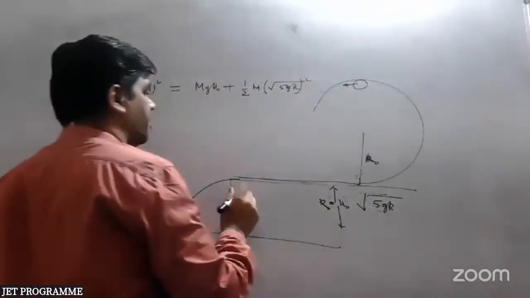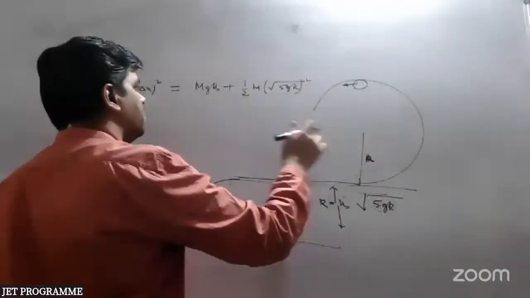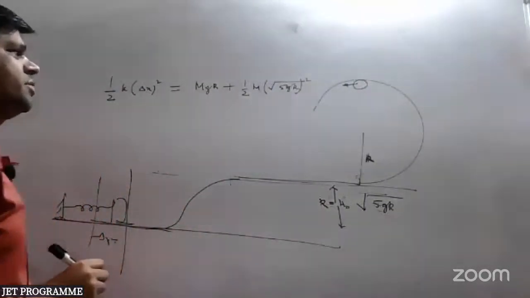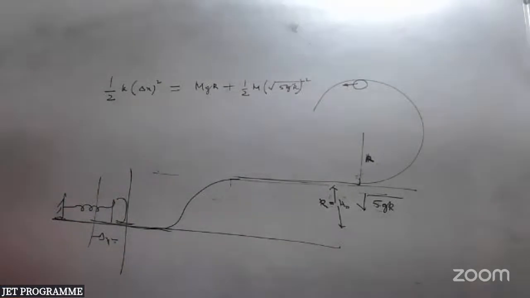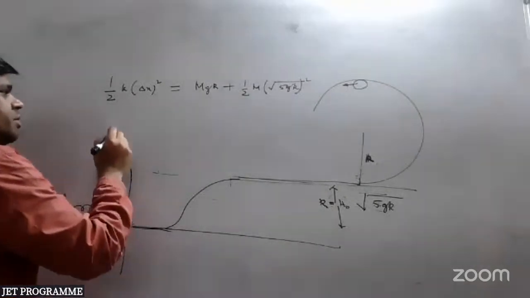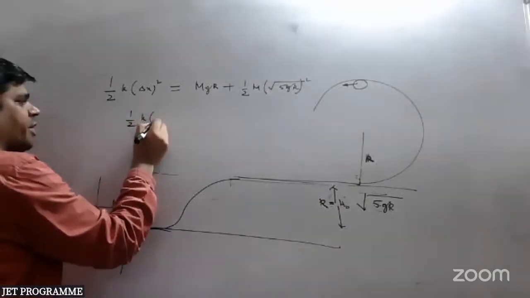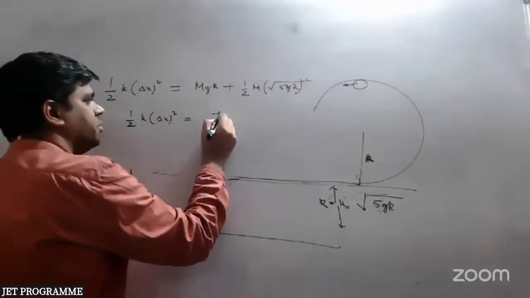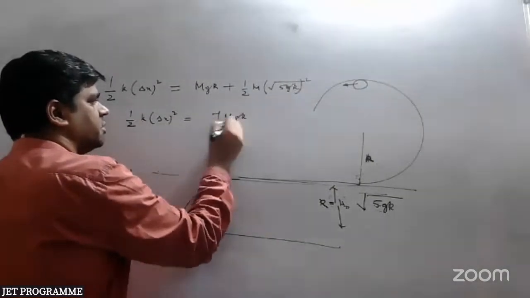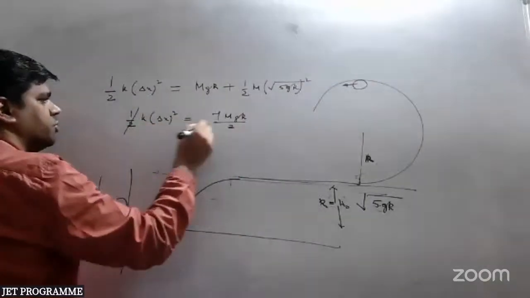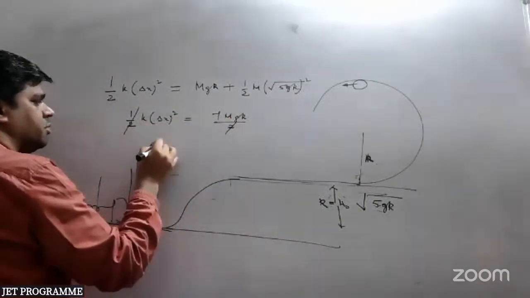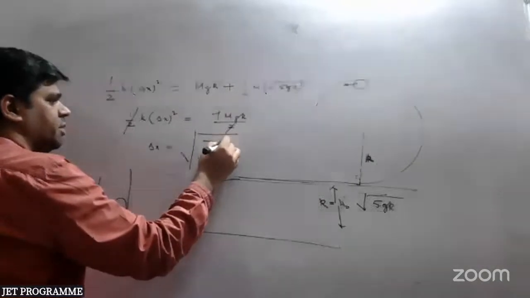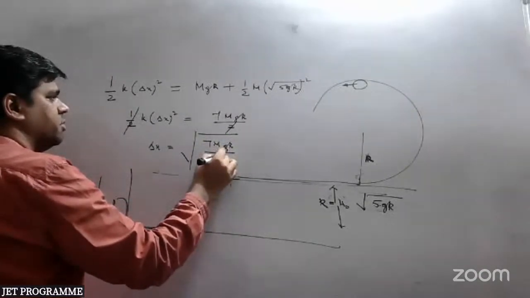Let's say this is also equal to r. So mg times r plus half mg times 5 gr. So I'll have half k delta x square is equal to 7 mgr by 2. Half gets cancelled out. Delta x is equal to root 7 mgr by k.